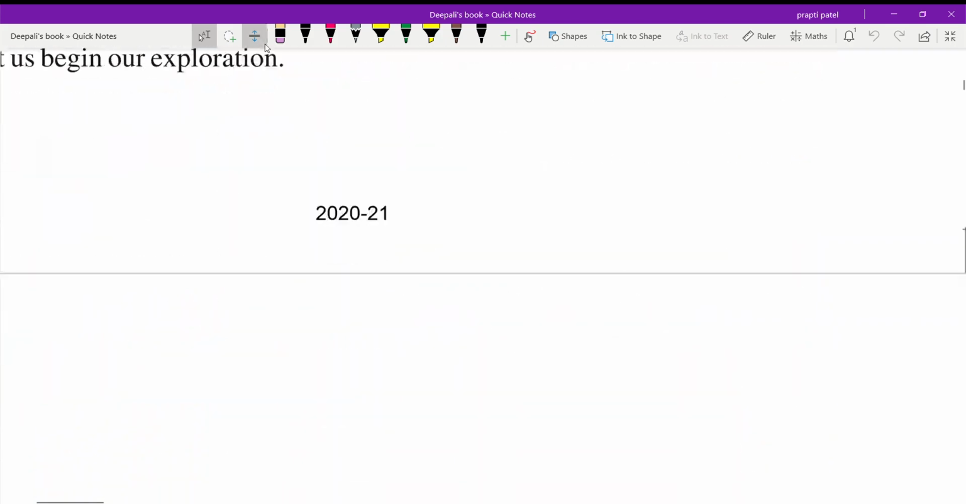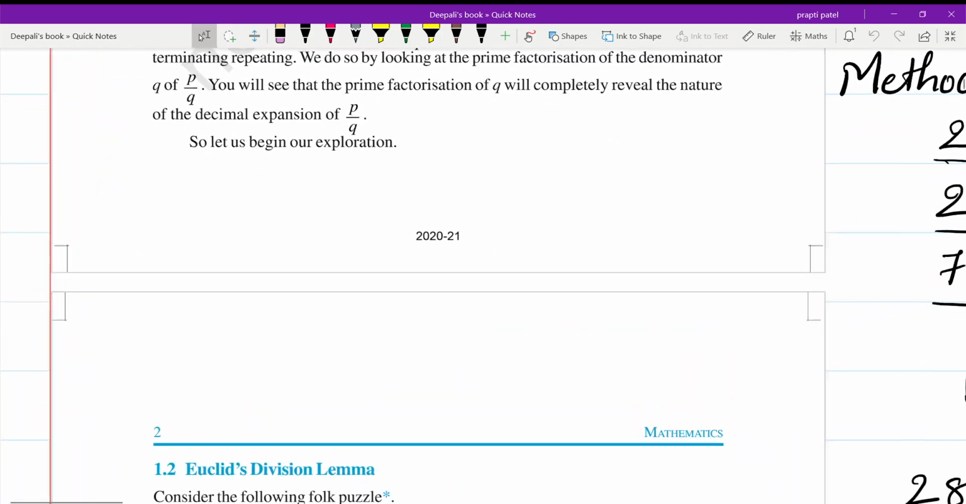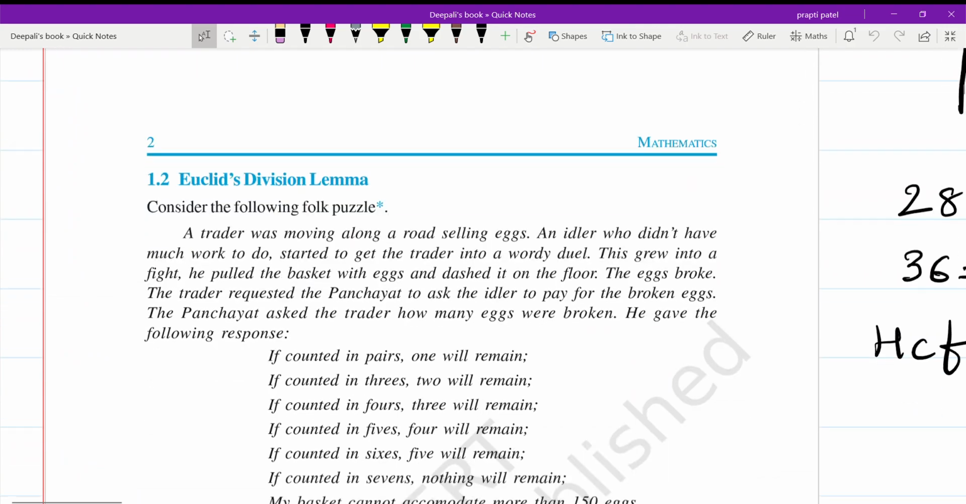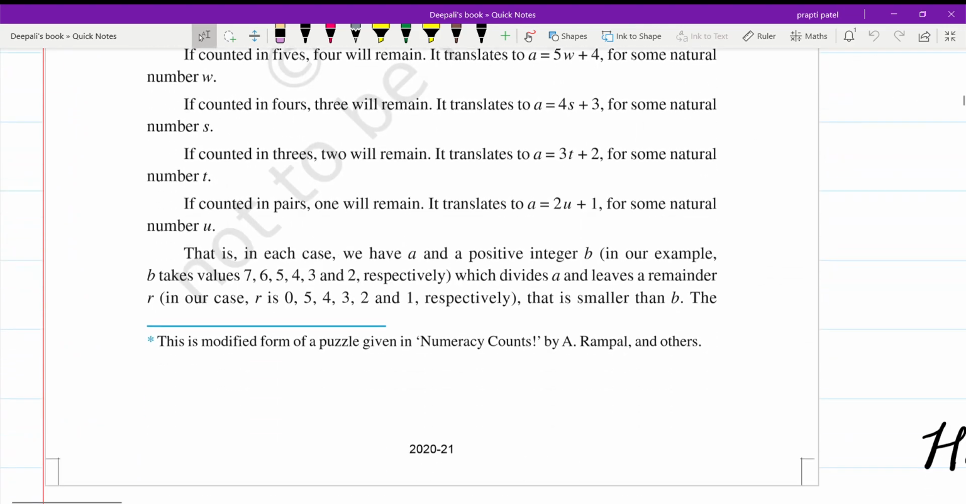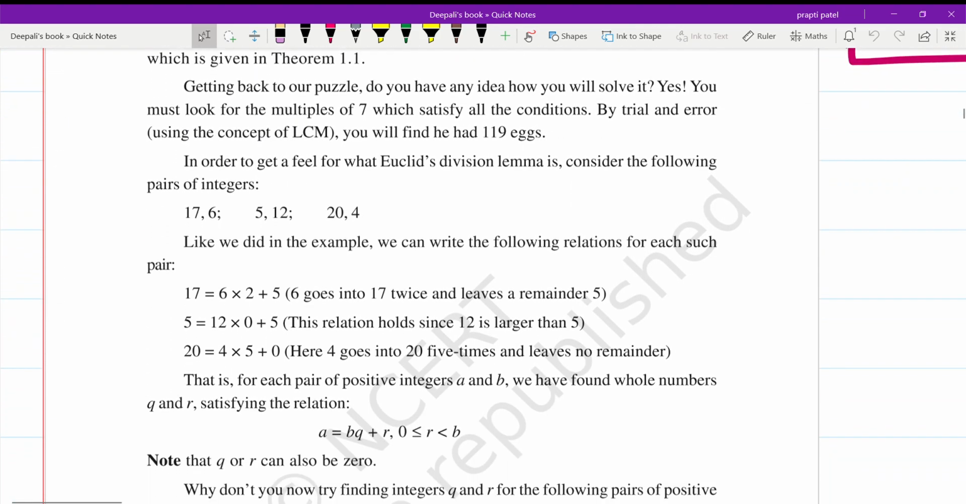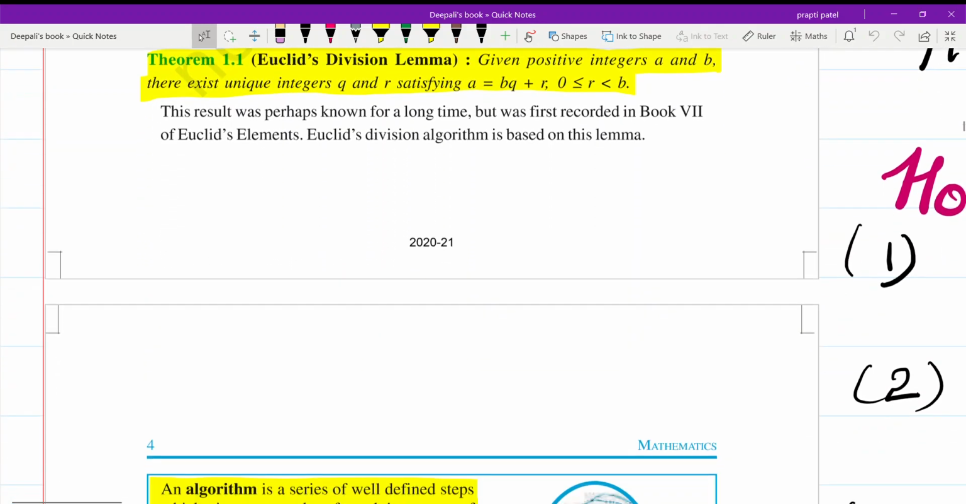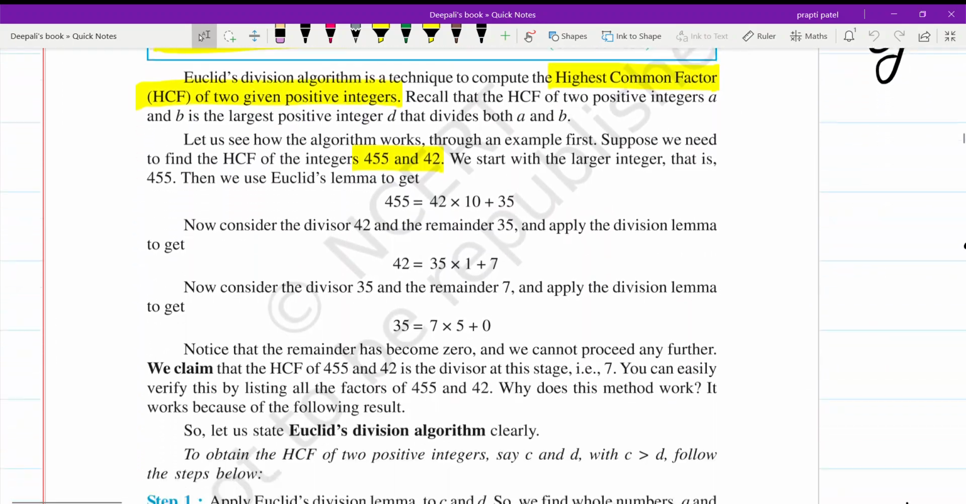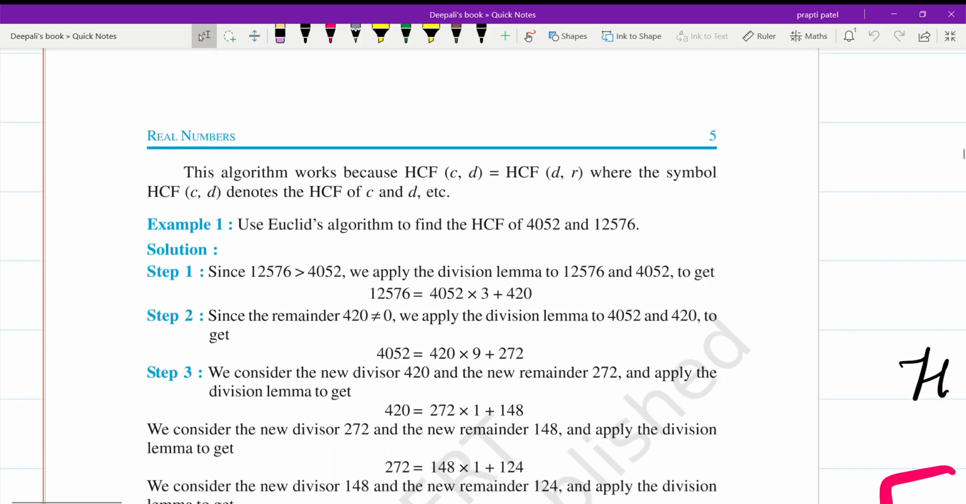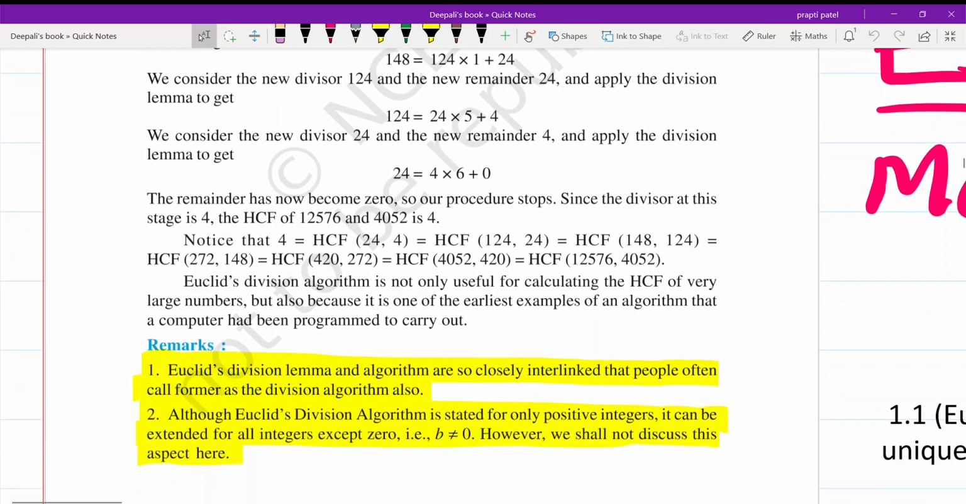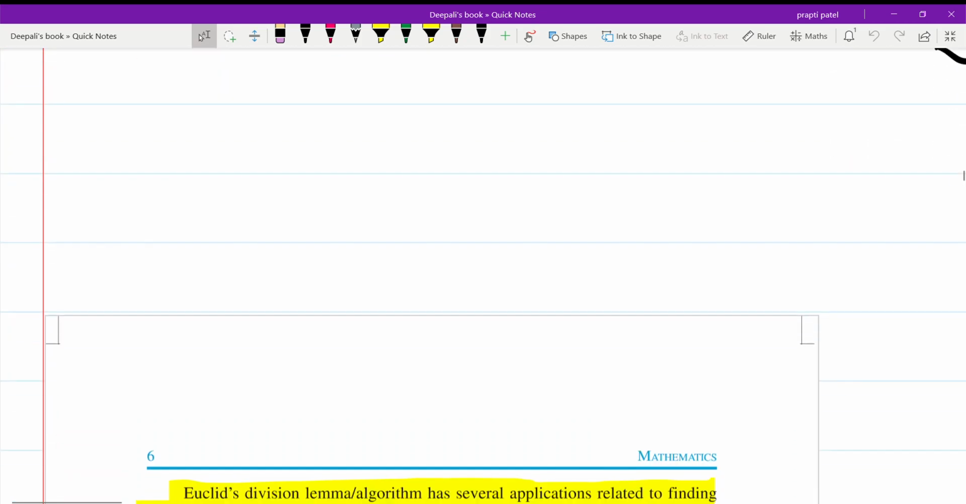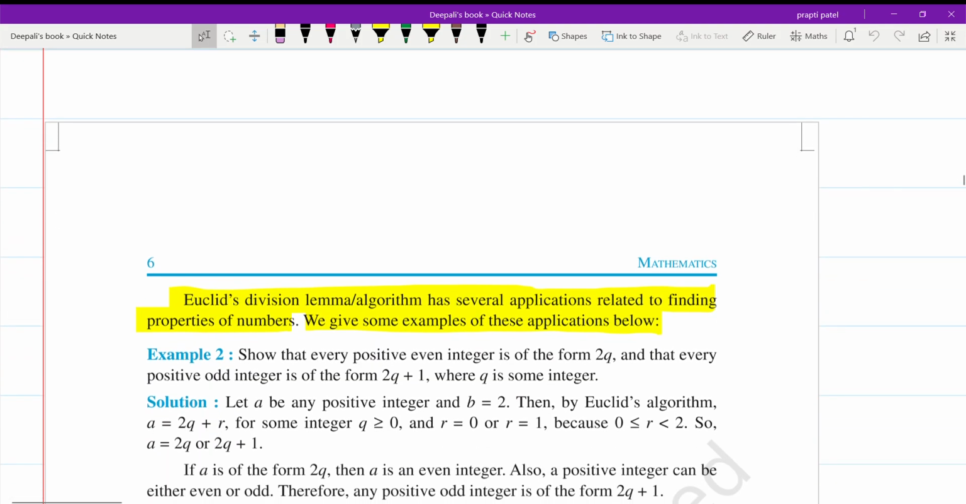We understood what are various methods to find HCF, what is Euclid's division lemma, and what is Euclid's division algorithm. We are now going to understand how to apply this division algorithm or division lemma for proving certain properties of the numbers. So Euclid's division lemma or algorithm has several applications related to finding properties of numbers.